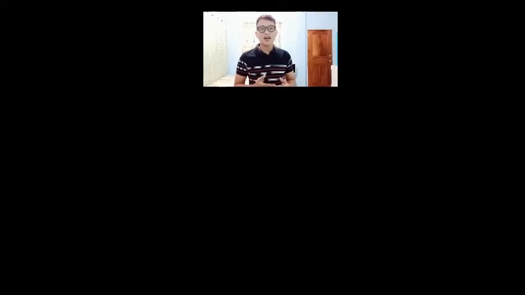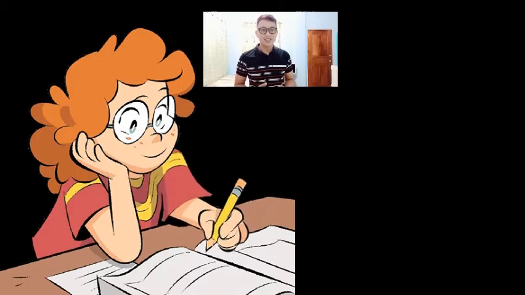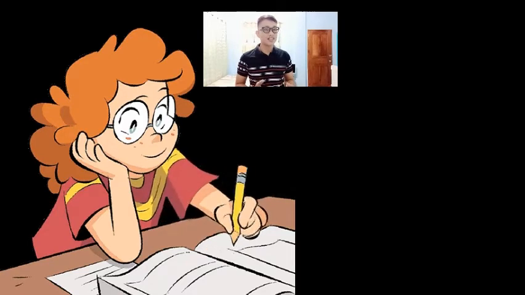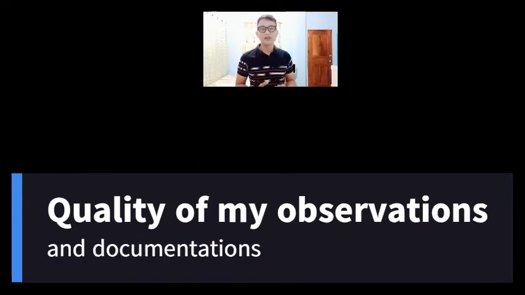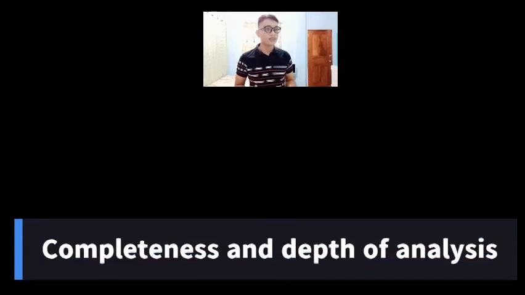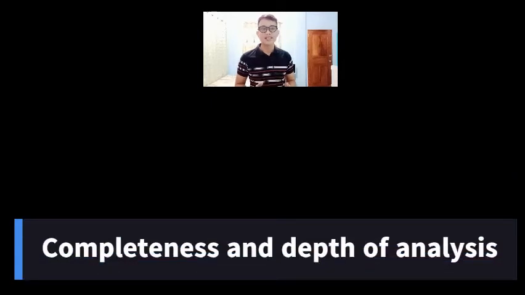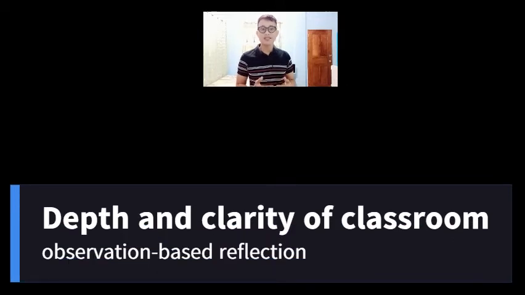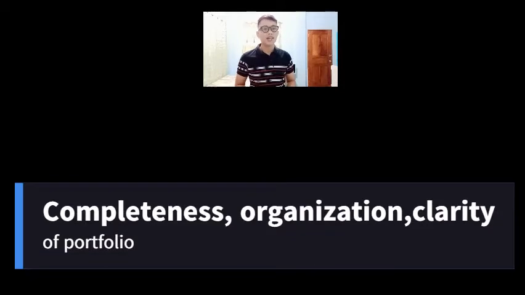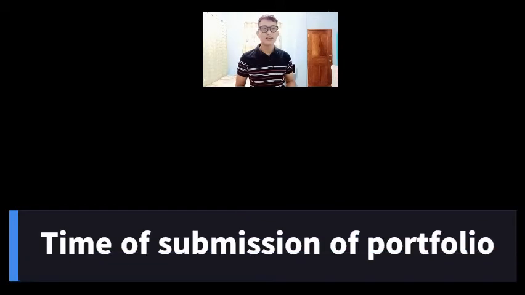And do not forget that we will also be rated accordingly with these criteria. So what are these criteria? Number one is the quality of the observations and documentation. Number two, of course, the completeness and depth of analysis. Number three, the depth and clarity of classroom observation-based reflection. And number four, completeness, organization, and clarity of the portfolio, and lastly, the time of submission of the portfolio.